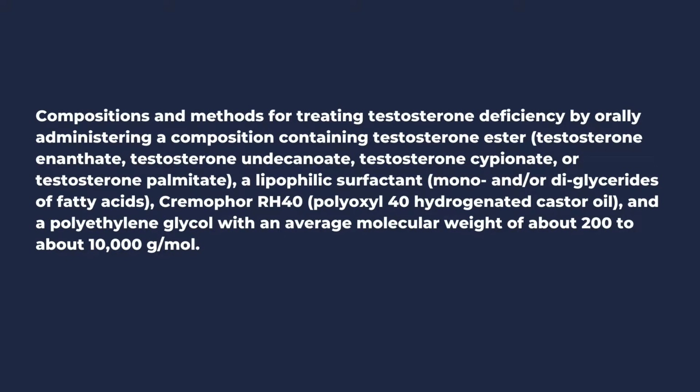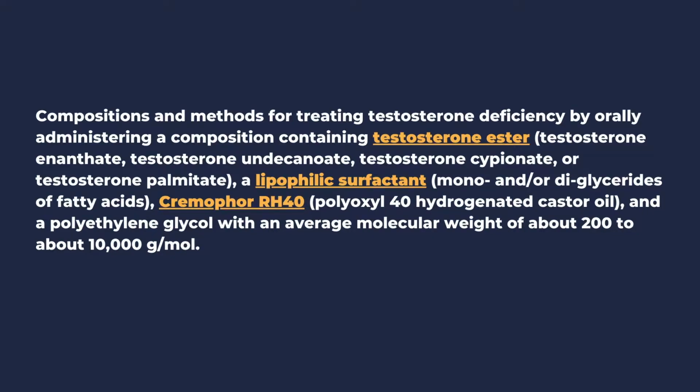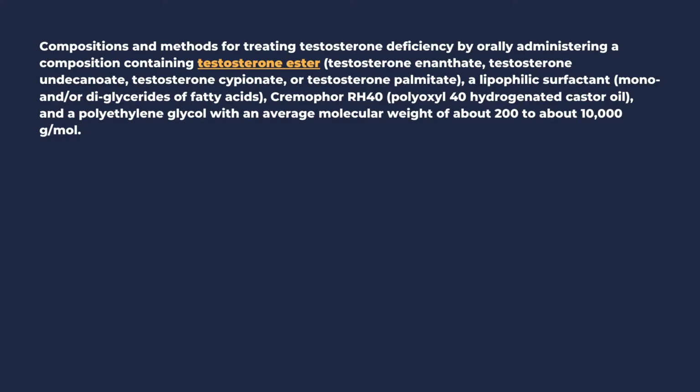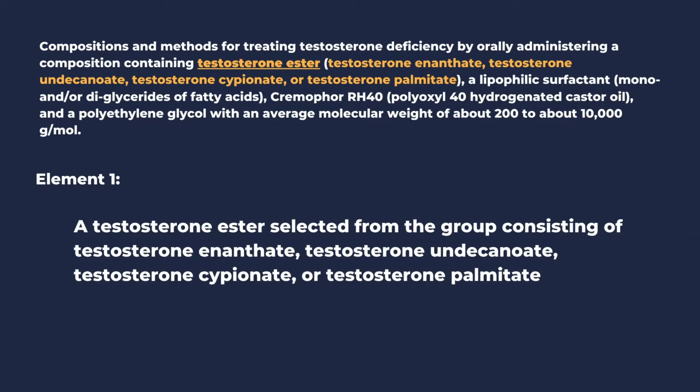Let's look at an example. Product is a testosterone deficiency treatment that includes a testosterone ester, a lipophilic surfactant, Kolliphor RH40, and polyethylene glycol. We know from the description of the product that the testosterone ester can be testosterone enanthate, testosterone undecanoate, testosterone cypionate, and testosterone palmitate. So, using natural language, the first element of the query will be simply this.